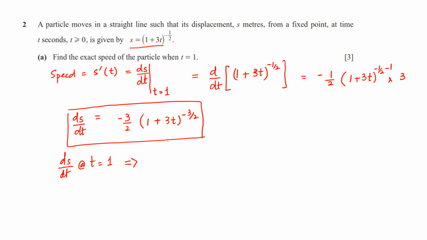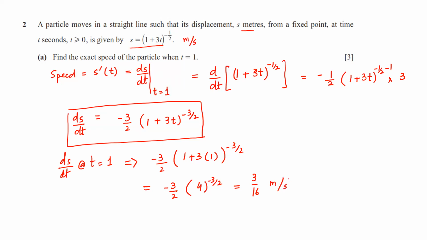Now the value of ds by dt at time t equals 1: just put 1 instead of t and calculate. This comes out to be minus 3 by 2, 4 power minus 3 by 2, which is 3 by 16 in magnitude. Remember the displacement is in meters and we are taking it over time, so this would be meters per second. Units will be important as well. So this is the answer for this part.